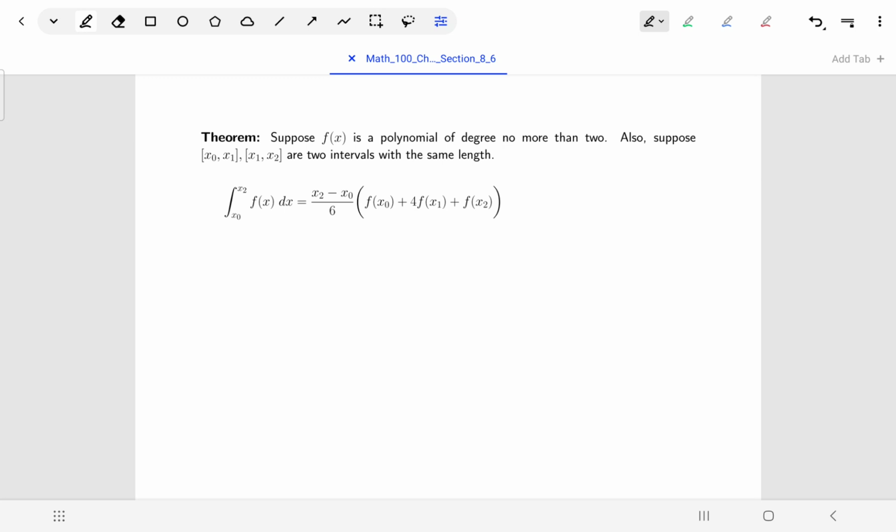Welcome back. In the second part of this section, we're going to look at another numerical method called Simpson's rule. But before we get to that, let's take a look at this little theorem that we've got here. And it's kind of a fun one. Not super useful for everyday use, but actually it fits into Simpson's rule kind of nicely.